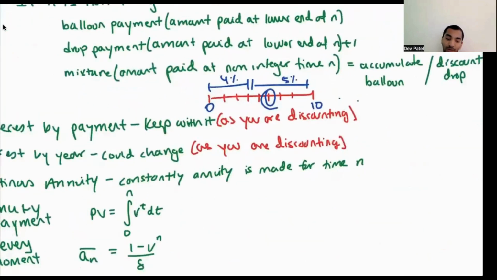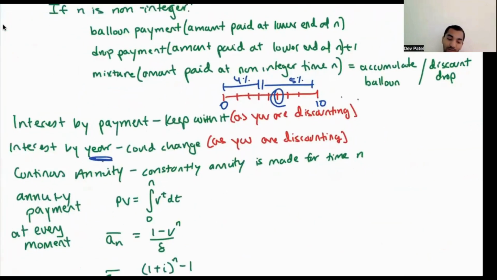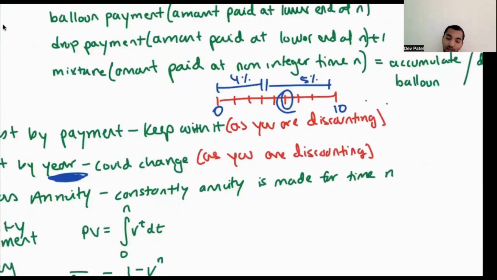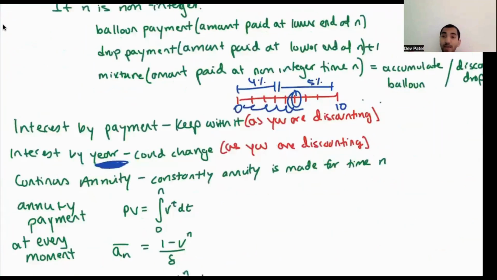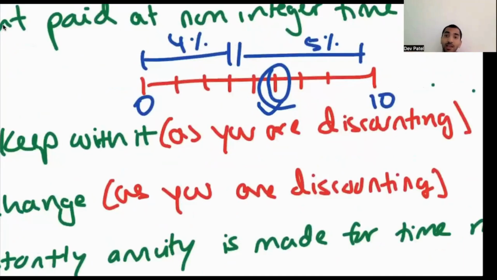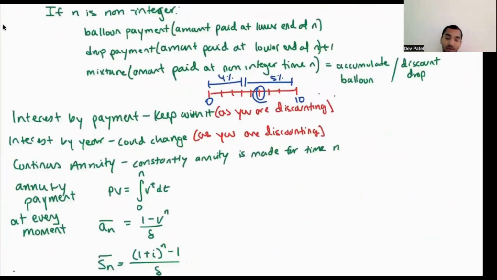Well, if we were discounting with interest by year, then the rate changes. So we go, okay, discount 5%, 5%. Oh, but then the interest rate of the year changed, so then we discount by 4%, 4%, 4%. But if it's by payment, then it doesn't change. Since it was already at 5% when we're calculating this, it's 5%, 5%, 5%, 5%. It doesn't change. So that's the difference between the interest rate by year and the interest rate by payment.